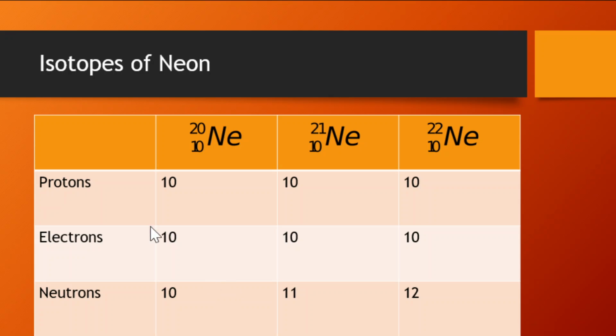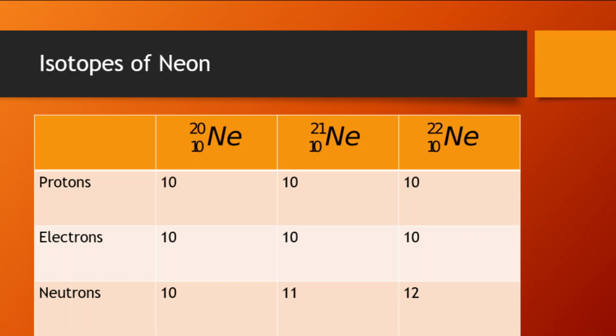Okay, and as we can see here, each of them, not only do they have different numbers of neutrons, but when we look at the symbol notation, we see that each of them have different mass numbers. The first one has a mass number of 20, the second one has a mass number of 21, and the last one has a mass number of 22.